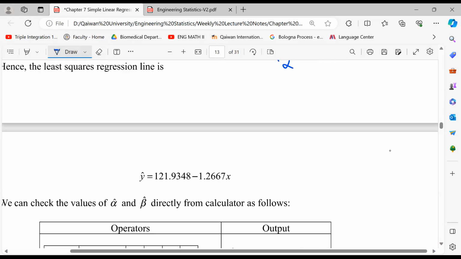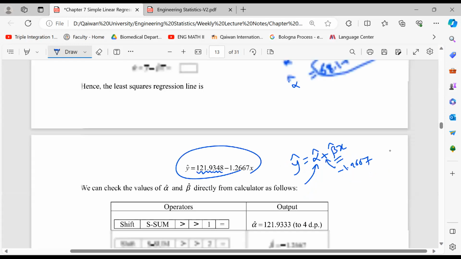In the rule, we say y hat is alpha hat plus beta hat x. Alpha hat is 121.9348. Then beta hat is minus 1.2667. As this one is positive and this is negative, it becomes minus. So we get this one. This is the required equation. This is the linear regression equation.